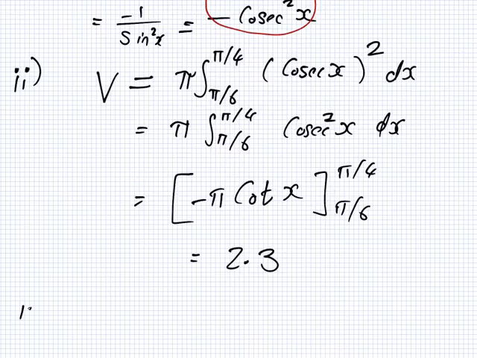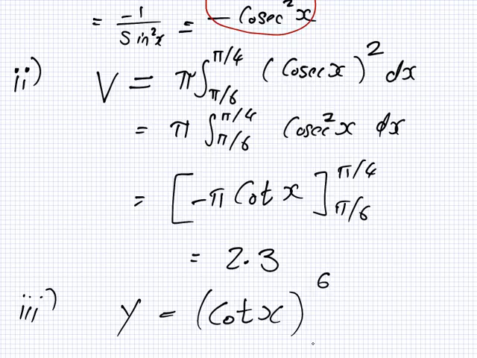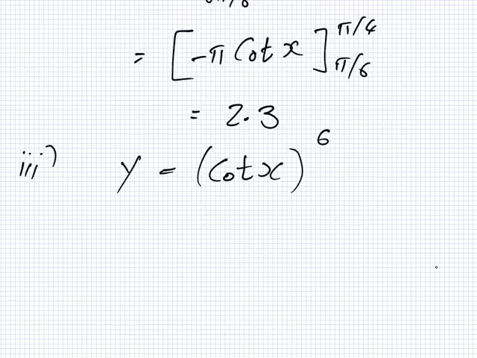Last part, part three. They want the derivative of cotan x to the power 6. Cotan to the power 6, like this, yeah? This is the same as cotan 6 x. What rule do I need here? I could change cotan to 1 over tan x to the power 6. I don't have to do that though. What rule do I need?